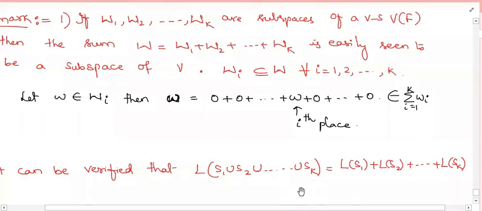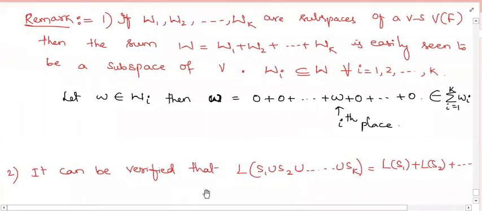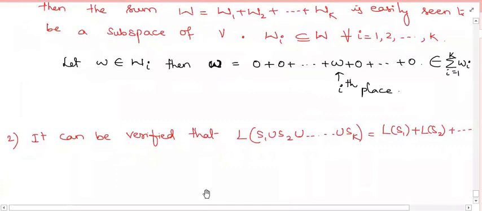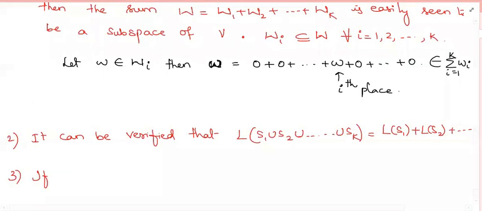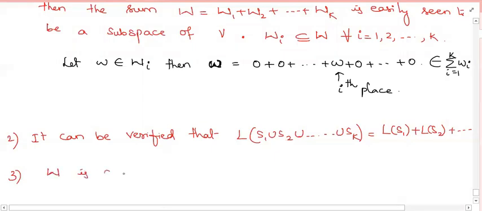Any textbook. Okay, this you can easily verify. Another one, third point. W is a subspace if and only if L of W equals W. If W is already a subspace, then the linear span of W you will not get any extra. You will get W only.